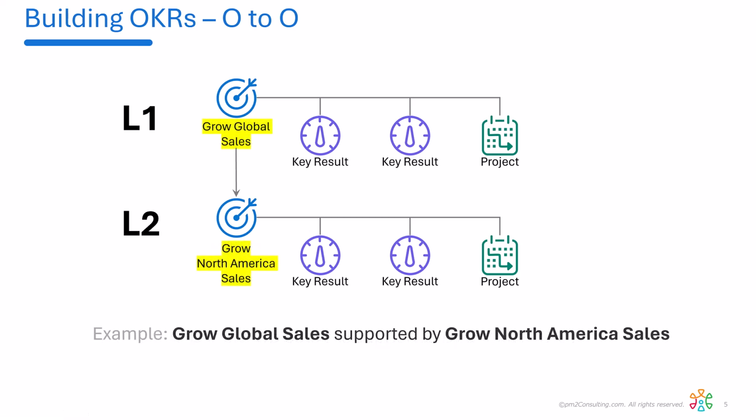So an example might be, let's say I want to grow global sales. That's the level 1 objective. And to do that, it's supported by a sub-objective of grow North American sales. Now, in this case, you can see there could be several sub-objectives: grow North American, grow EMEA, and so forth.